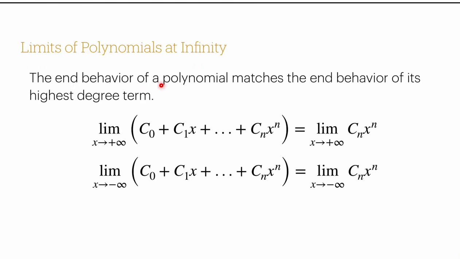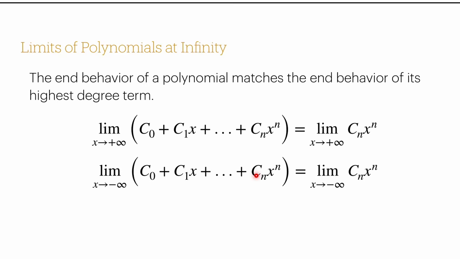For finding the end behavior of a polynomial when x approaches either positive or negative infinity, its limit or end behavior only matches the end behavior of its highest degree term. So if the polynomial is c sub 0 plus c sub 1 x plus up to c sub n x to the power of n, where n here is the highest degree, then the limit of that polynomial as x approaches infinity is just equal to the limit of the highest degree term c sub n x to the power of n as x approaches positive infinity. And the same goes when x approaches negative infinity.